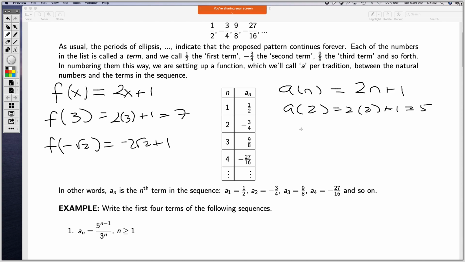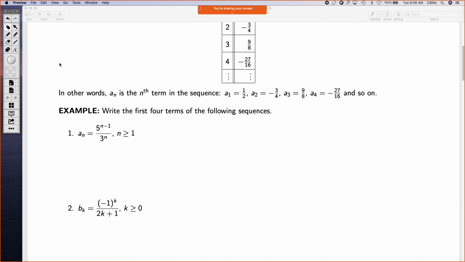Instead of calling it a of n, we usually write it as a sub n. So this is kind of a modified function notation. When you see a sub 2, it means to plug in n equals 2. So we would get 5 in that case. So that's kind of how functions get involved with sequences.